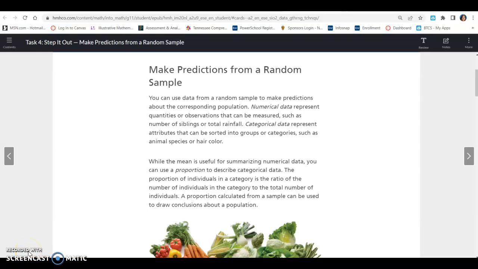Lesson 19.3, task 4. Make predictions from a random sample. You can use data from a random sample to make predictions about the corresponding population.